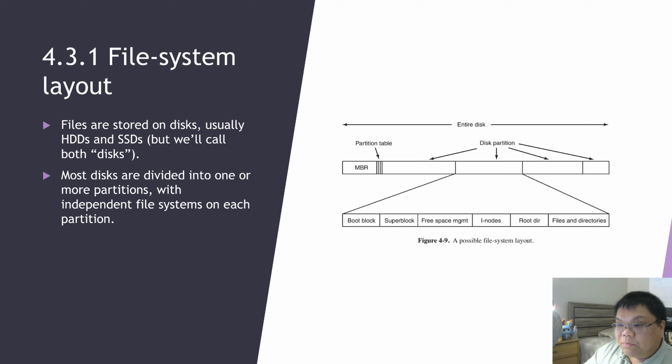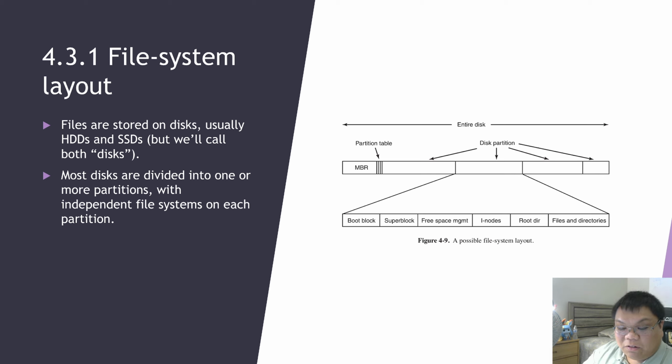Most disks are divided into one or more partitions. Each partition can have its own independent file system, and there are many different types of file systems. You probably have heard of two of them. One is called FAT, a file allocation table, and we'll get to that in a little bit. The other one is called NTFS, which is what Windows uses these days.